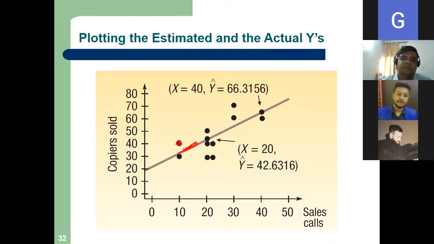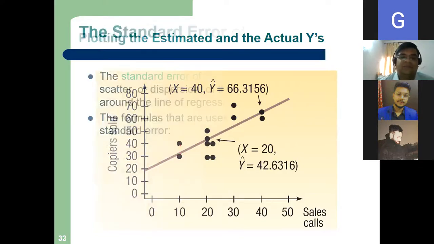Got it? So this point is the actual y, this line is the predicted y, and this is the difference. What we are doing in the least squares principle is minimizing the error. Hope you remember, I explained the least squares principle. Among the three students, the one whose error is the lowest, that is the regression line. Got my point? So you need to understand the error also.